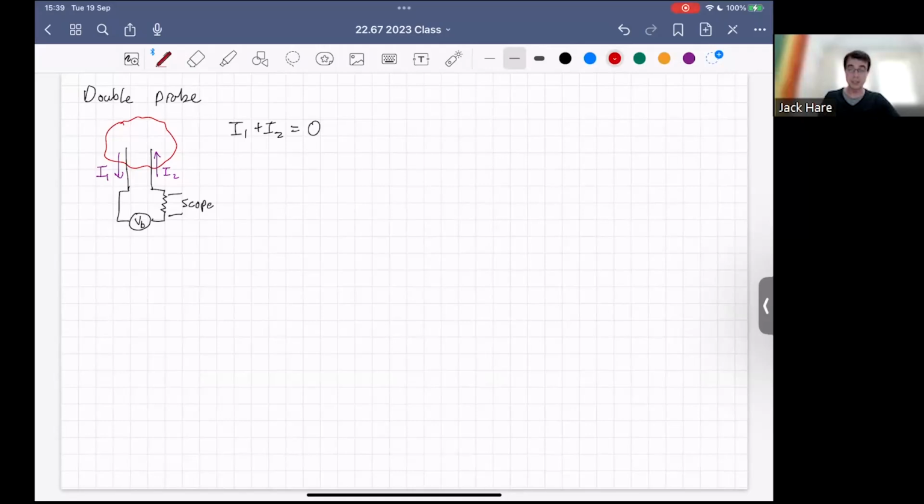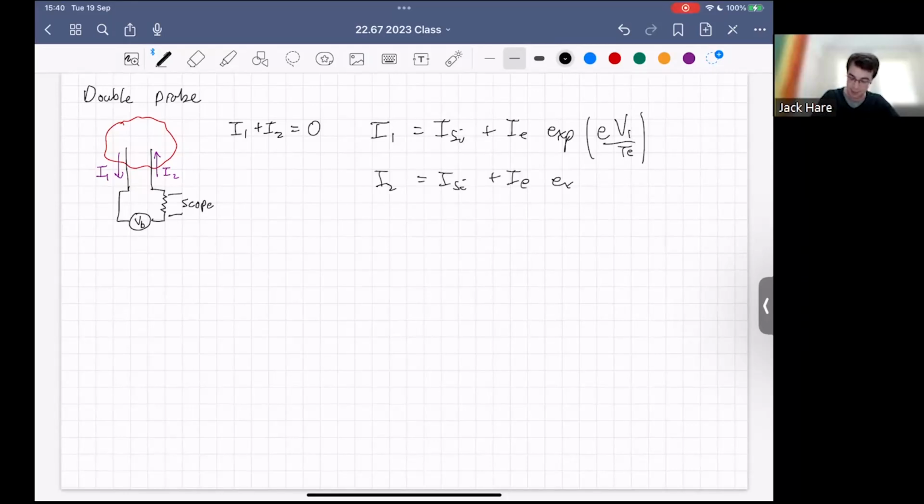Okay. And so there's other things that we can say about the currents here. So we know that the current going into probe 1 is going to be equal to the ion saturation current plus the electron current modified by a factor EV1 over TE. So that's just our Boltzmann factor. And the current through probe 2 looks very similar, except that we modify this now by EV2 over TE. So we haven't used Kirchhoff's law yet. This is just saying if we had two random probes, this is the current that we would draw.